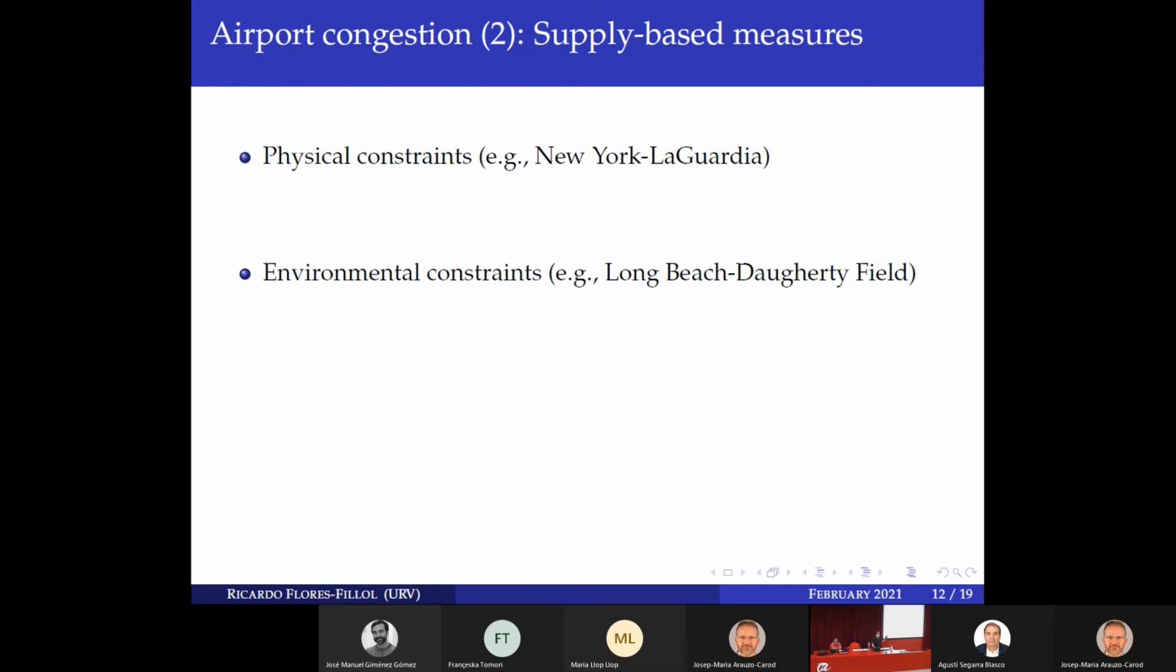So for instance, in Long Beach, the planes that arrive at the airport have to go up, and once they pass the urban area, they go down, because there is a regulation around the urban area of Long Beach. So this is complicated. Expanding an airport in this situation is very complicated, right?